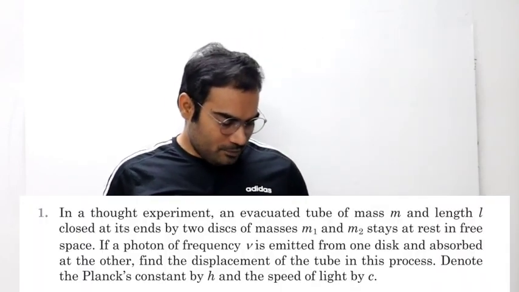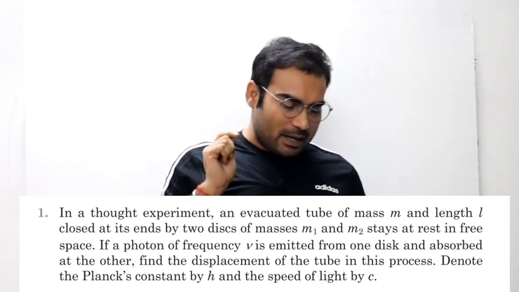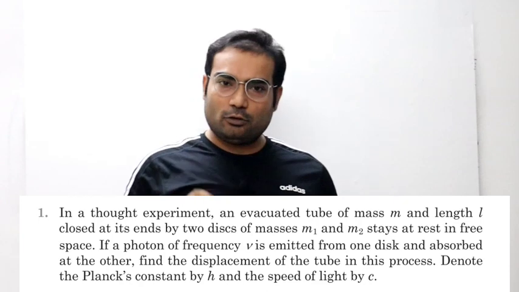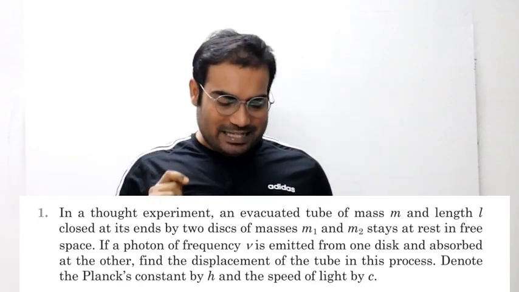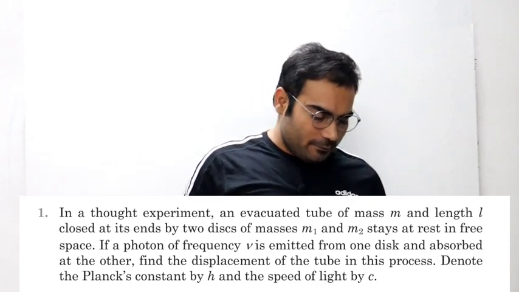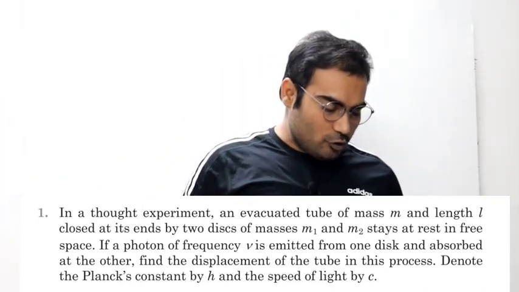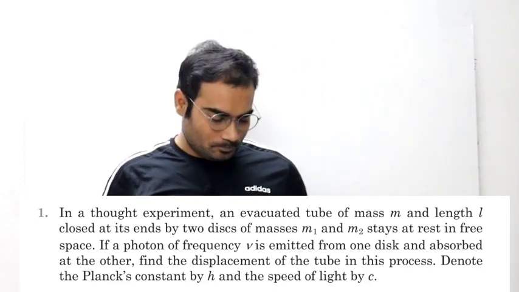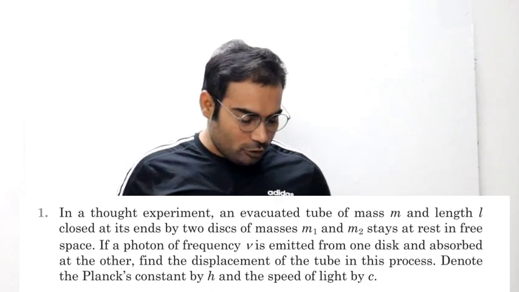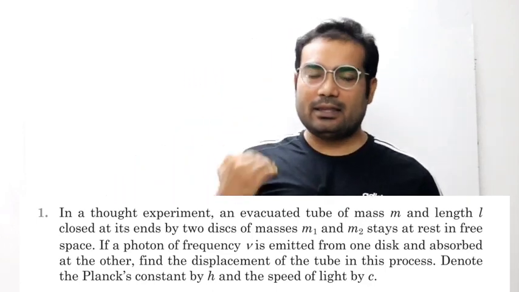The question is: in a thought experiment, an evacuated tube of mass m and length l, closed at its ends by two discs of mass m1 and m2, stays at rest in free space. If a photon of frequency mu is emitted from one disc and absorbed at the other, find the displacement of the tube in this process. Denote the Planck constant by h and the speed of light by c.